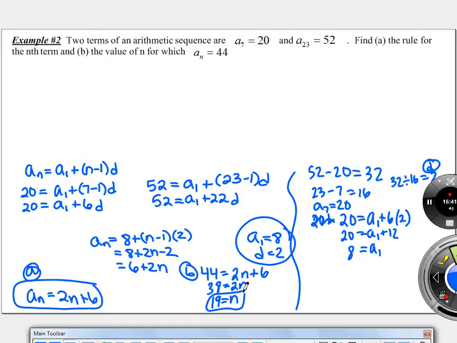Perfect. So he went back to this idea of just understanding the pattern really well. And so he just went, 44 is pretty close to 52. How far is 44 away from 52? And he figured out it's 8 away from 52. And so then he said, okay, it's 8 units away, but I was using a common difference of 2. So how many times did I have to use 2 to get 8 away from 52? 4 times. And then he figured out which term is 4 terms below the 23rd term. That would be the 19th term.